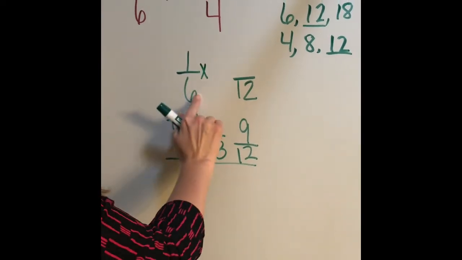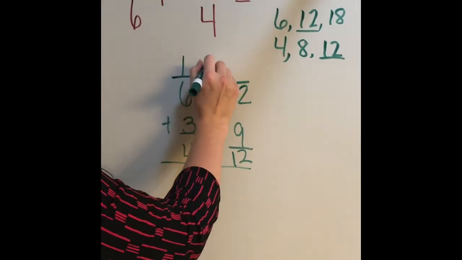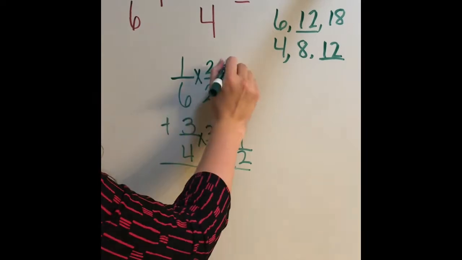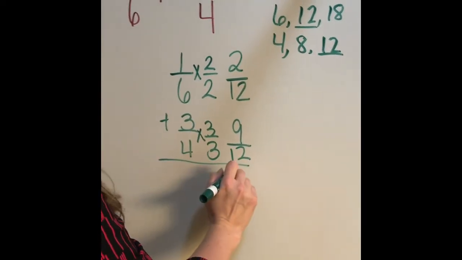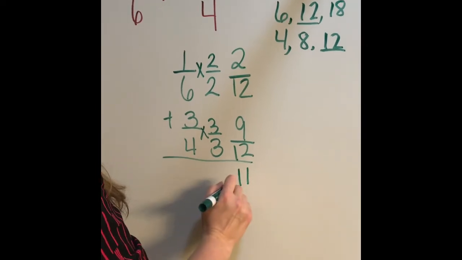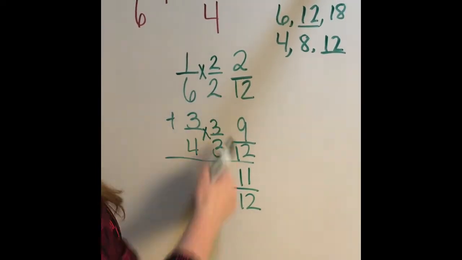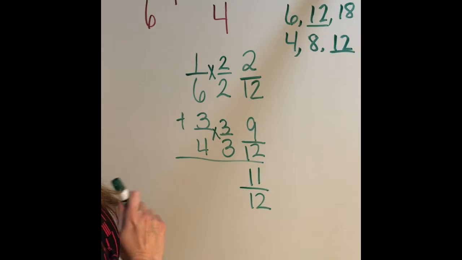And then here, 6 times 2 gives me 12, so I'd multiply 1 times 2. So now I have 2/12 plus 9/12, which gives me 11/12. So I was able to do that now that I had common denominators.